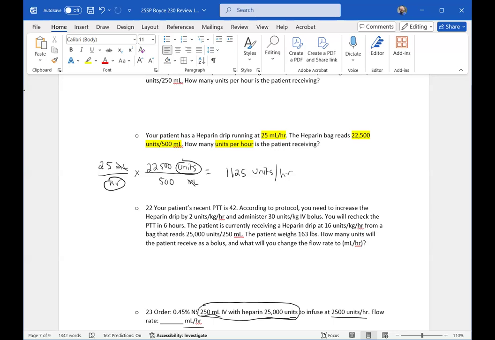Now, when you see some of the numbers associated with units per hour for heparin, even in the heparin protocol, this is actually not a ridiculous number, okay? Because even though that's 1,125 units per hour, going back, it's only at 25 ml per hour. So it's actually coming out quite slowly and being infused quite slowly. That's why they call it a heparin drip, even though we're not calculating for a drop rate.